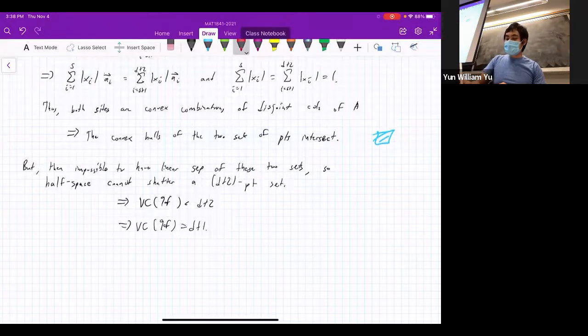Let's give one final example, which will be related. Let's suppose that X is going to be R to the D again. And instead of using affine half spaces, we're going to let H be hyperspheres.